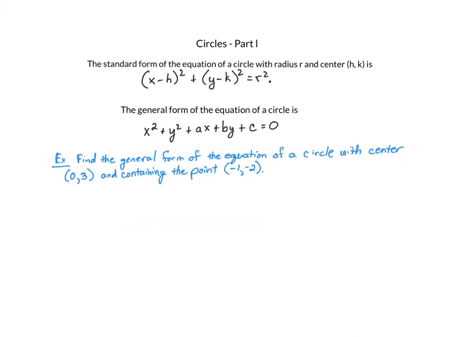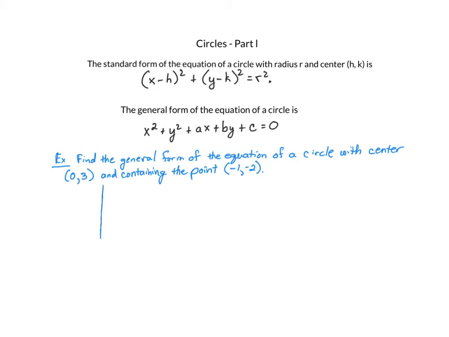For our next example, we won't be given the radius. We'll just be given the clue as to what the radius is. So it will be this. Find the general form of the equation of the circle with center (0, 3) and containing the point (-1, -2). So I like to draw the picture because it helps me think it through.